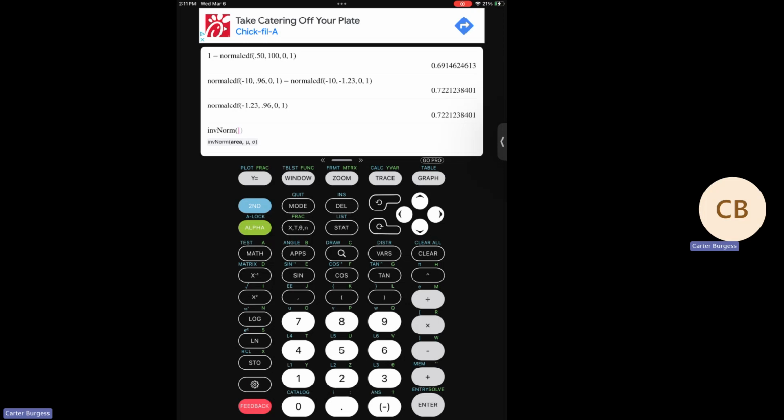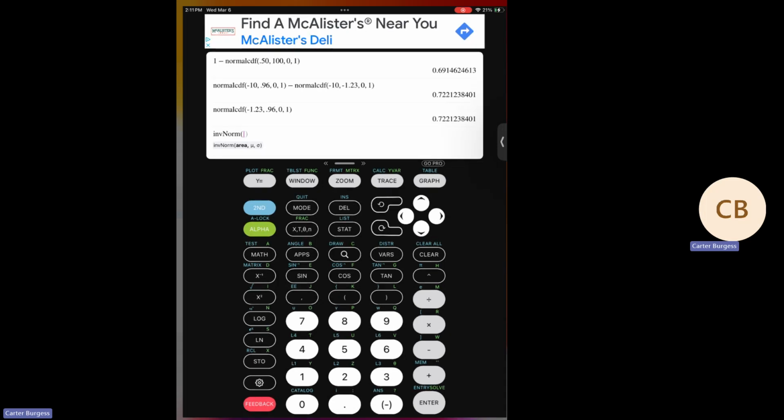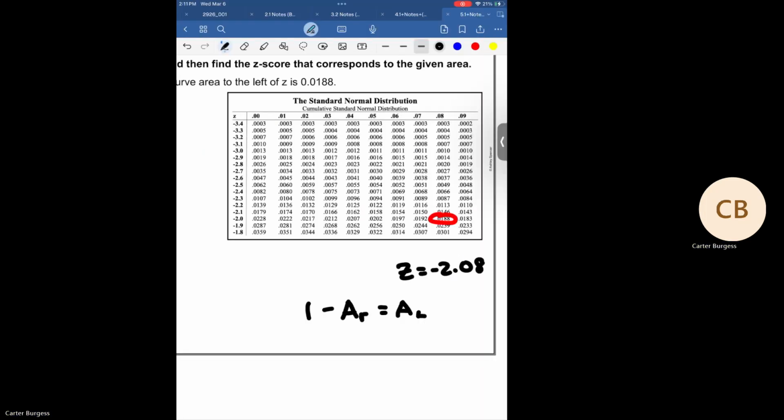Inverse normal. Yeah, you get to pick. Do you want left? Do you want right? Do you want it in between two values? Mine doesn't do that. Second dist. Second vars. Inverse normal. And what you're putting in is the area that's being specified. So in this case, we're being told that the area under the curve that we are looking for is 0.0188.